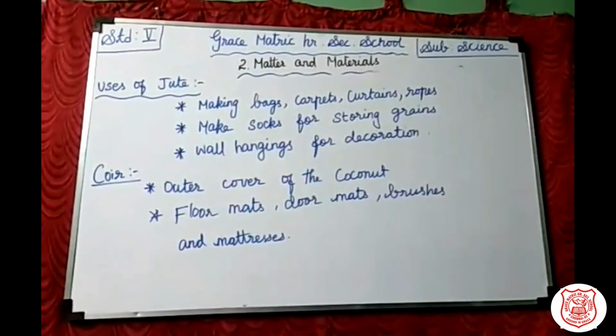Our next natural fiber is coir. Coir fiber is obtained from the outer covering of the coconut. From the outer cover of the coconut, we get the coir. It is used to make floor mats, door mats, brushes and mattresses. So these are the examples: jute, cotton and coir are all examples of natural fibers.